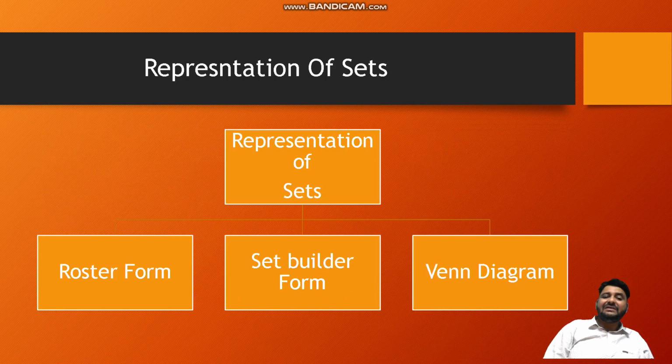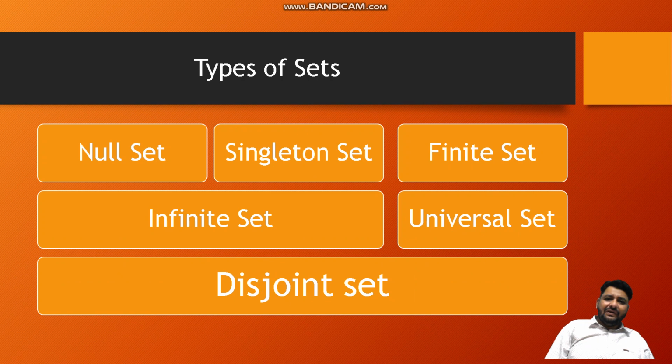Now first of all we'll see representation of the sets. We have three types of representation in the sets. First one is the roster form, second one is the set builder form, and the third one is the Venn diagram.